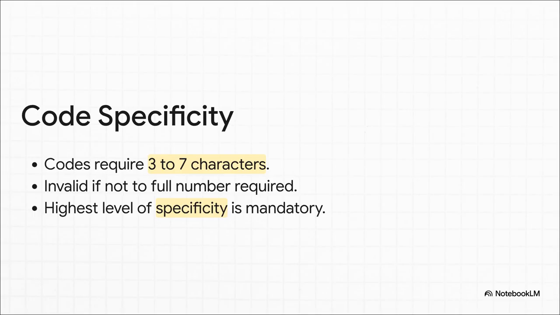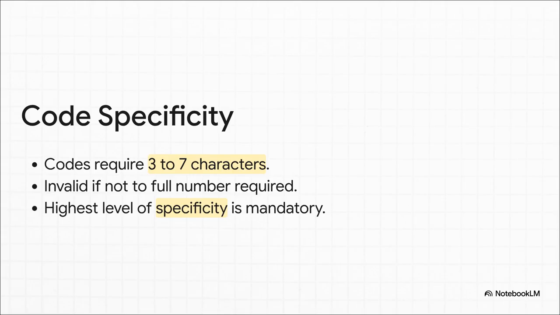These codes range from 3 to 7 characters. And a 3-character code? Well, that's only acceptable if the system doesn't subdivide it any further. But if a code does have subcategories that stretch out to 4, 5, 6, or even 7 characters, the coder has to assign the code to that absolute highest level of specificity. You can't just slap on a general 3-digit code if a highly specific 5-digit version exists that perfectly describes the patient's condition.